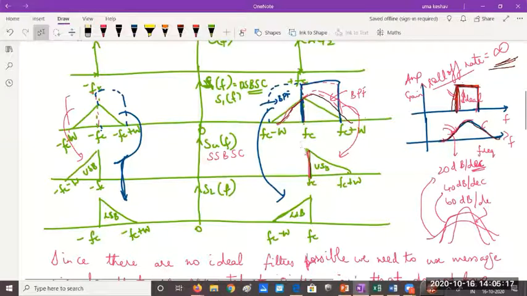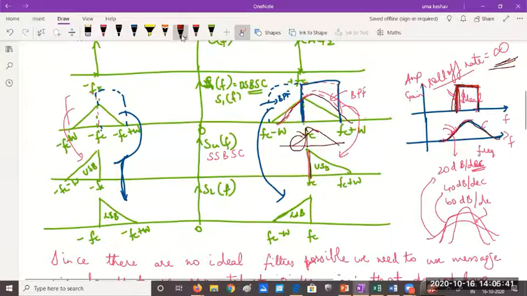Instead of this one sideband, your waveform may look something like this: a portion of the unwanted sideband along with the required sideband, and I may miss out something. I don't want this to happen.